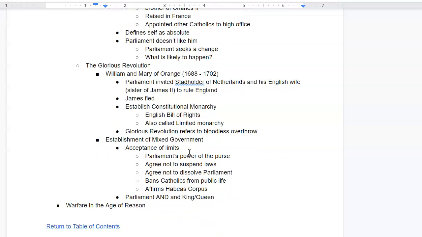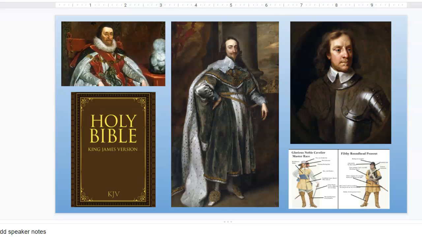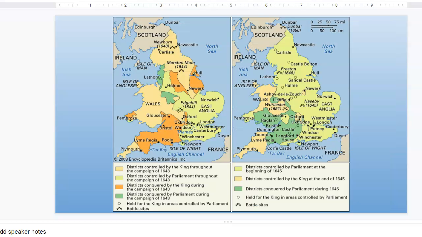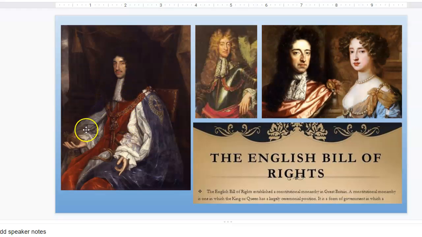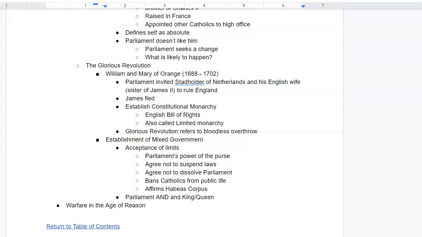It looks like a whole nother civil war is about to begin, but it doesn't. They invite his own daughter, Mary of Orange, and her husband, William, who is the stadholder of the Netherlands, to come from the Netherlands to England and take over. The map of the war. Here is Charles II, James II, and his own daughter, Mary, and her husband, William. And James flees. He takes off and doesn't want to risk losing his head, and he never returns.